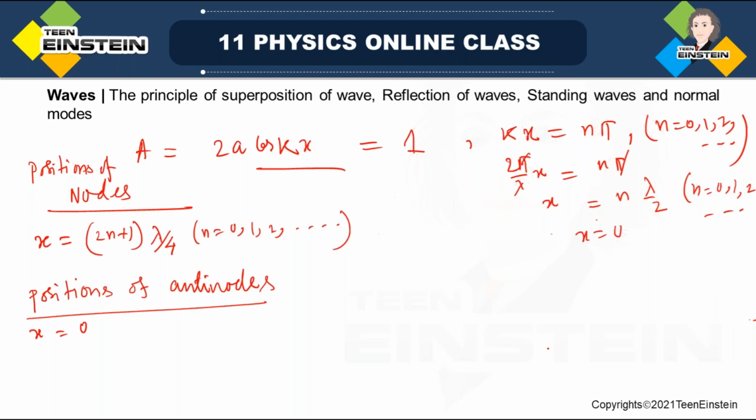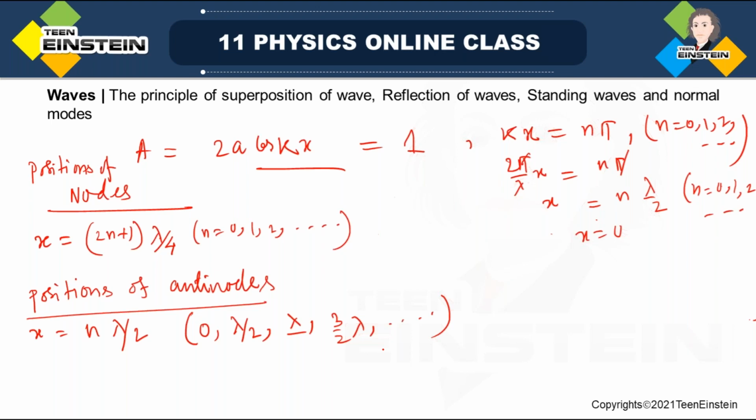Let me write the general formula here: n into lambda by 2. So the first position will be 0. Then if I say 1, it will be the second position of antinodes, lambda by 2. If I write 2, then it will be lambda. If I write 3, then 3 by 2 lambda, etc. So this is how the positions of the antinodes are.